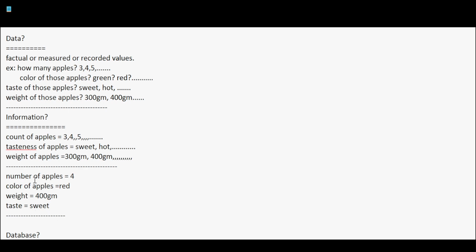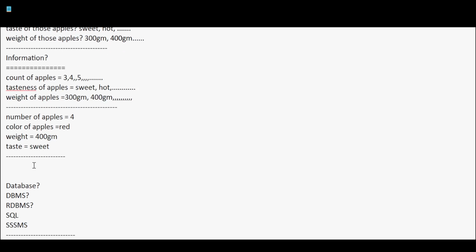Now you recorded these values and again you started moving forward, and then some way later you again found some apples, or bananas or whatever it could be. Now you started writing again: number of apples equal to 5 and color of apples equal to green. Next, weight equal to, it could be 500 grams each. Next, taste, it could be something different from sweet, like hot or whatever it could be.